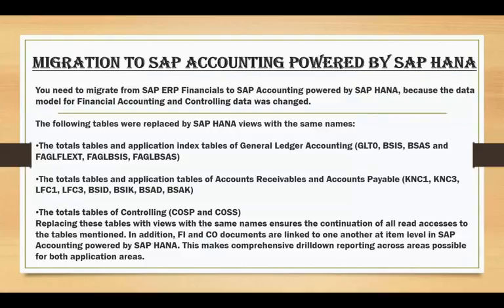The FSCO documents are linked to one another at item level. SAP accounting powered by HANA. Simple example: when you post a transaction in customer data, whenever the invoice is generated and once the down payment and partial payment have been updated, you can see this is automatically migrated to the general ledger. That means the same will be reflected in GL also. This makes comparison and drill-down reports across areas possible for both application areas. And the most important functionality is that we need to concentrate on reporting tools also.